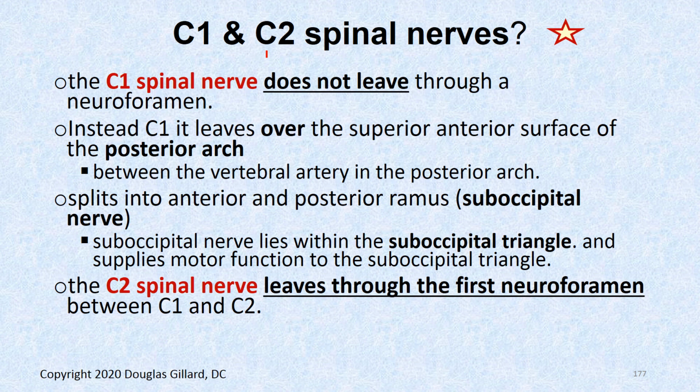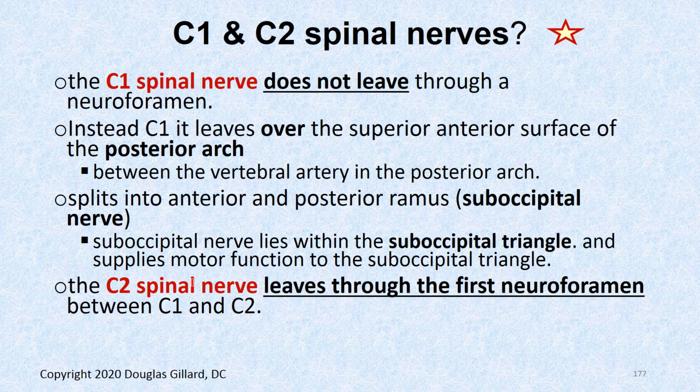So C1 and C2 spinal nerves are always interesting. Chronic headaches are associated with irritation of these nerves. C1 spinal nerve doesn't have a hole to come out through. The C2 comes out between C1 and C2 neuroforamen, but there is no neuroforamen between C1 and occiput. So it just leaves by coursing over the superior anterior portion of the posterior arch, specifically between the vertebral artery and the start of the posterior arch. And then it splits into an anterior and posterior ramus. Posterior ramus is clinically important because that gives rise to the occipital nerve, and that's the headache nerve. Irritations of that thing, definitely. There's a lot of research on that and headaches.